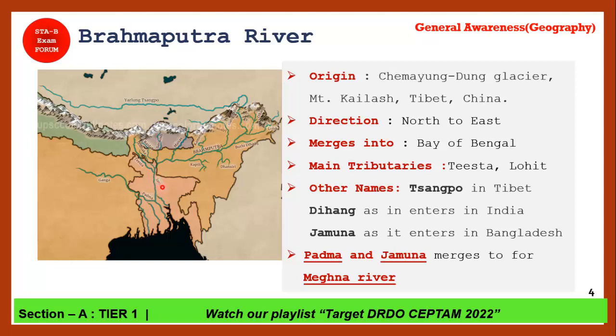Jamuna. When it enters into Bangladesh, it is known as Jamuna, not Yamuna. Okay. And one more thing, when Ganga enters into Bangladesh, it is known as Padma. So this Padma and Jamuna, when they merge, it is known as Meghna. What? Meghna River. Okay. So this name is very, very, very important as far as Brahmaputra River is concerned. And its main tributaries are Tista and Lohit. Okay. Just take a screenshot of it and make a note for it.